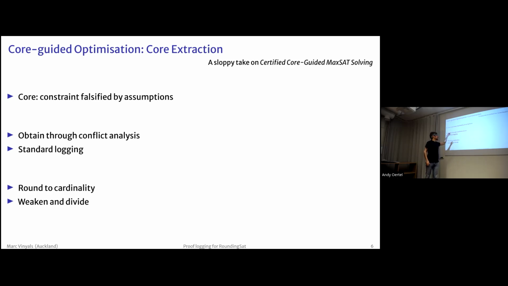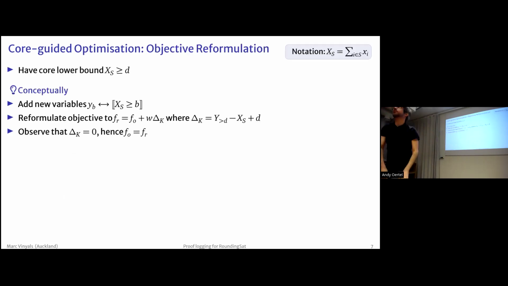And then once we're done with that, we do have this constraint and we want to round it to cardinality. So what we're going to do is take some literals that we don't want, weaken them away, and then divide by a large enough number so that we get cardinality. So again, not much going on. We can extract a core reasonably easily. And then what we want to do with the core is to reformulate the objective. The idea is that we'll have some objective, we'll subtract the core from the objective and get a new objective.